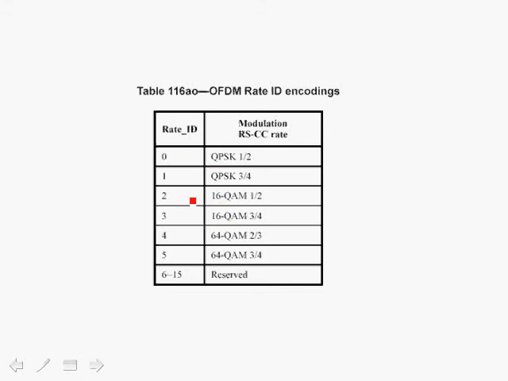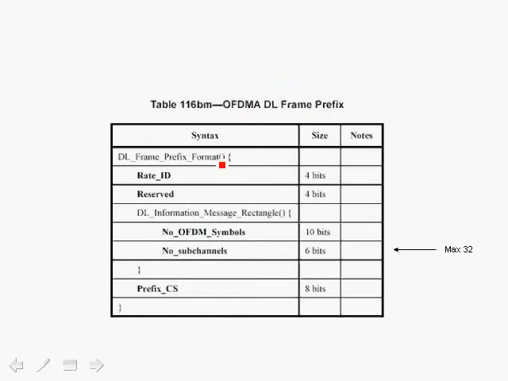This rate ID applies to all the symbols except for the symbols in the downlink frame prefix itself, but applies to the rest of the OFDM symbols in the downlink. The other information is very important, and that is 10 bits are allocated for the number of OFDM symbols and 6 bits for the number of subchannels. We indicated before that for 16A OFDMA, the maximum number of subchannels is 32. Each subchannel had 48 carriers. And 6 bits, of course, 2 to the 6 is 64.